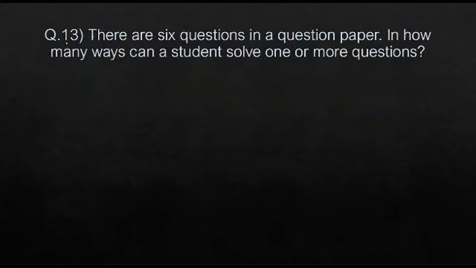Now dealing with question number 13: there are 6 questions in a question paper. In how many ways can a student solve one or more questions? So in this case, the total number of questions that we have is 6. Now it says, in how many ways can a student solve one or more? So here the condition is one or more. It doesn't say that the student has an option of not solving any of the questions. It does not say this thing. So we need to focus on this fact that it has to include one or more questions.